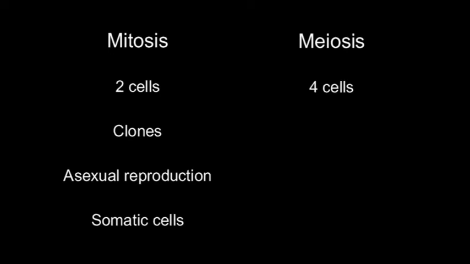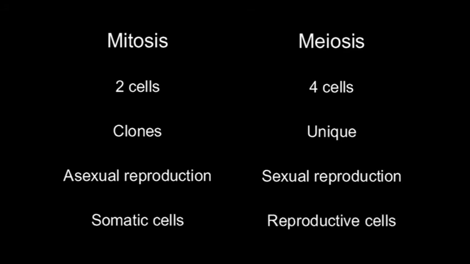After mitosis, 2 cells are produced. They are genetically the same, the type of reproduction is asexual, and the type of cell that it occurs in is a somatic cell. The end result of meiosis makes 4 cells. They are genetically different, the type of reproduction is sexual, and it occurs in reproductive cells.